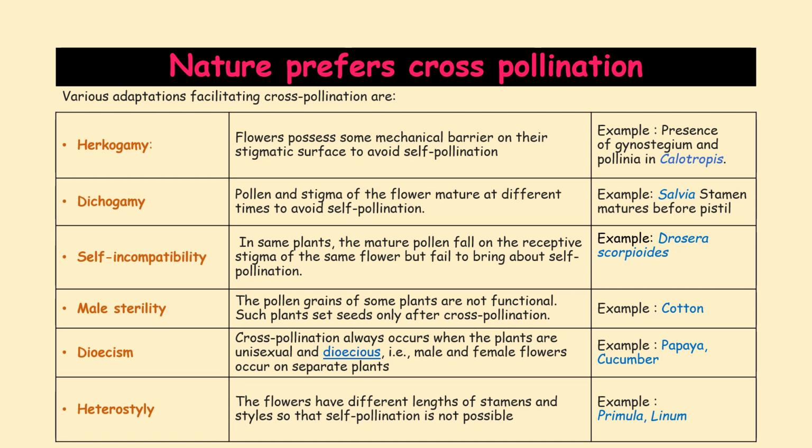The next kind of adaptation is heterostyly. So heterostyly means that the stamen and the pistil are of different lengths. Suppose if the stamen is small and the pistil is long or tall, the possibility of the pollen to fall on the stigma will be very, very difficult. So such kind of plants display the phenomenon called heterostyly. Examples are primula and linum.